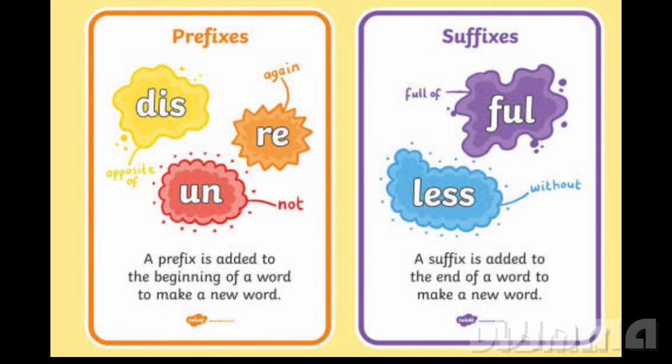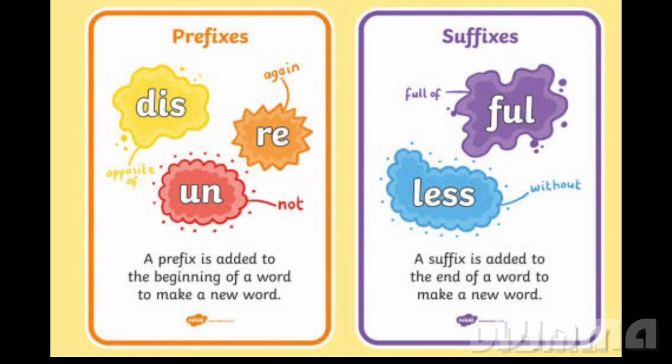Now let's do a quick recap of our today's topic. Today we learned what are prefixes and what are suffixes. Now what is a prefix, children? A prefix is added to the beginning of a word to make a new word. We take our root word, add some word at the beginning of it, and that word that you add at the beginning is your prefix.